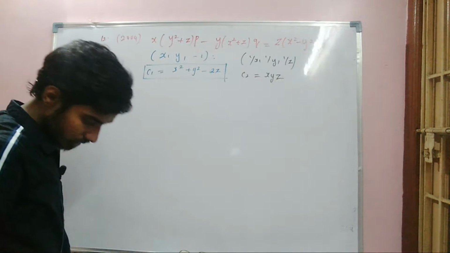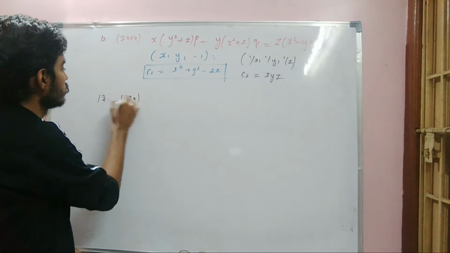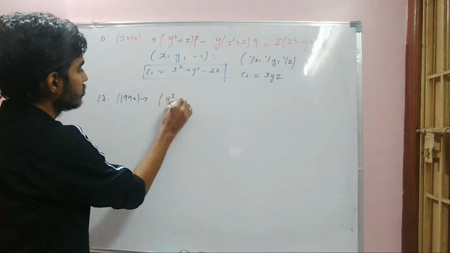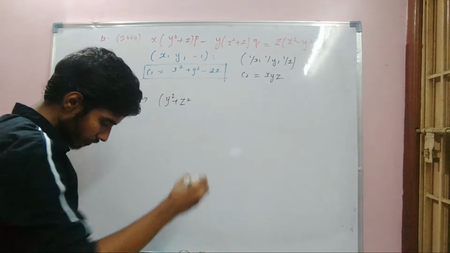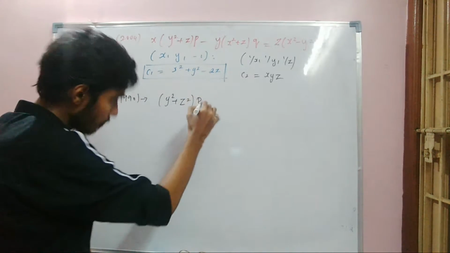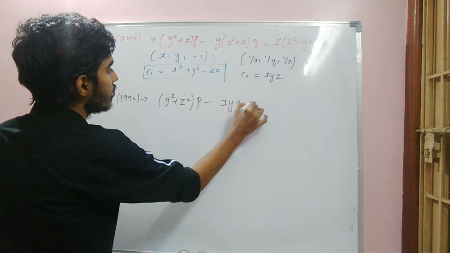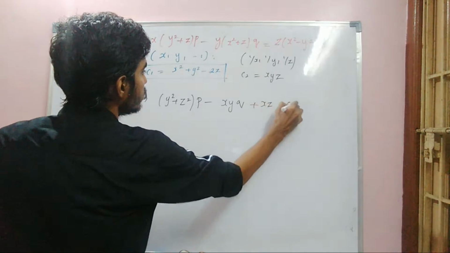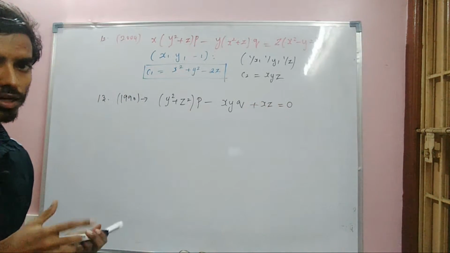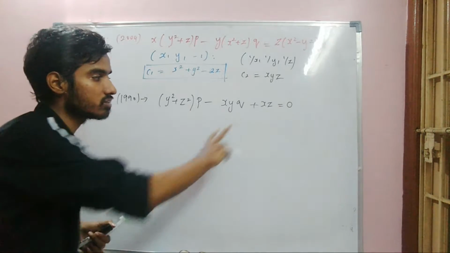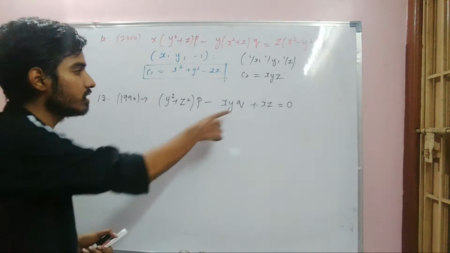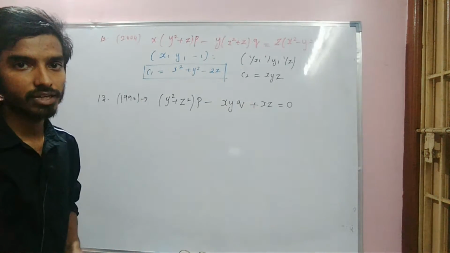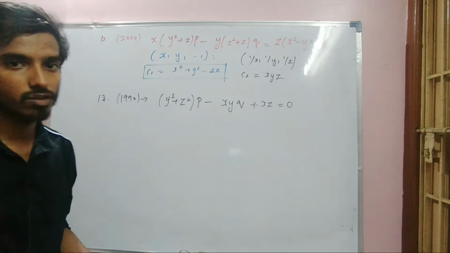The 13th problem is 1990: (y square plus z square) into p minus xy into q plus xz equal to 0. Now you can find one solution easily. You can group this term and this term. You will get one solution because you can see this x will cancel. So we have integral dy by y, integral dz by z, so we have log y minus log z. y by z will be one of the solutions.